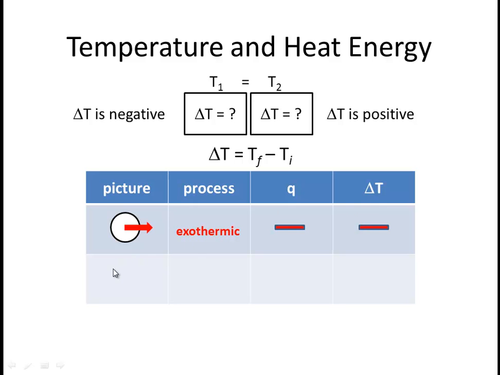All right. Now let's look at the converse. In a process where an object or a system is absorbing heat, receiving heat, that is an endothermic process. And if an object is gaining heat, can you guess what the sign of Q will be? That's right, it'll be positive. And if you're absorbing heat, your temperature is going to go up, and so delta T is going to be positive. So that is in one table a summary of many of the concepts that are really important for thermochemistry. Okay, thank you very much.